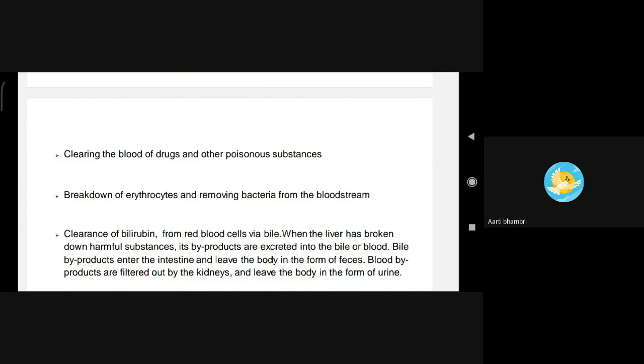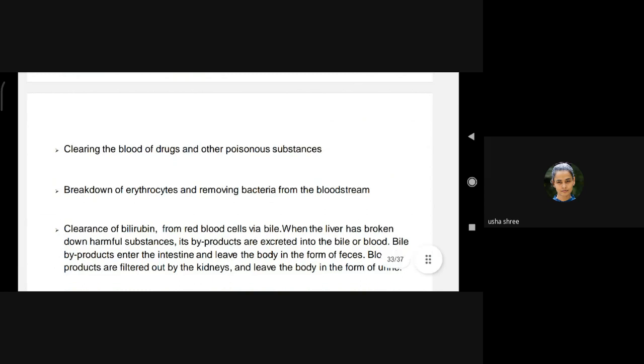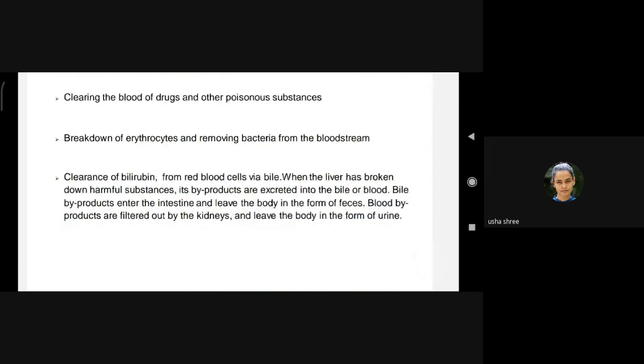So this bilirubin is secreted from waste of red blood cells, and this bilirubin should be cleared from our body. If excess bilirubin occurs, then which disease takes place? Can you please tell me? Jaundice, ma'am. Very good. Excess amount of bilirubin causes jaundice. So clearance of bilirubin is done in the liver.